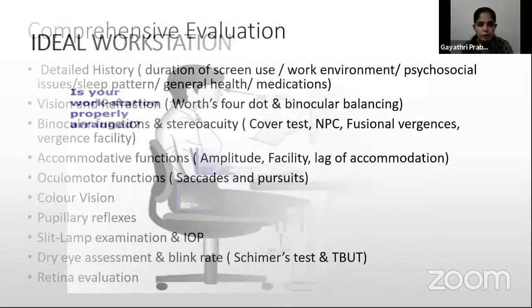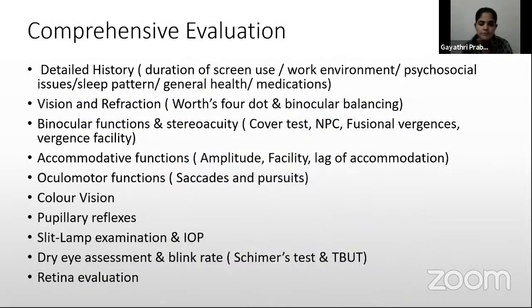Now, if you look at the comprehensive evaluation that we need to do, the first step is to take a very detailed history. In the detailed history, you make a note of the other symptoms. You need to note the duration of screen use, how much time they use any kind of screen, the kind of environment in which they're working, their psychosocial effects, whether they have any psychological problems, their sleep pattern, their general health factors, etc.